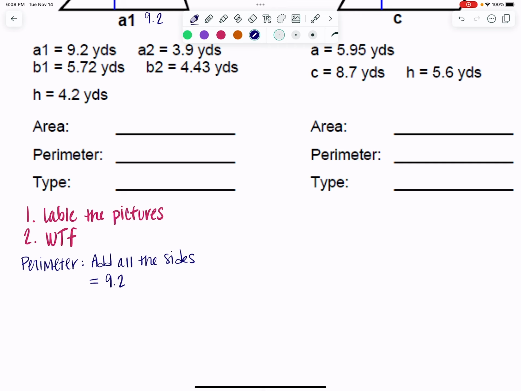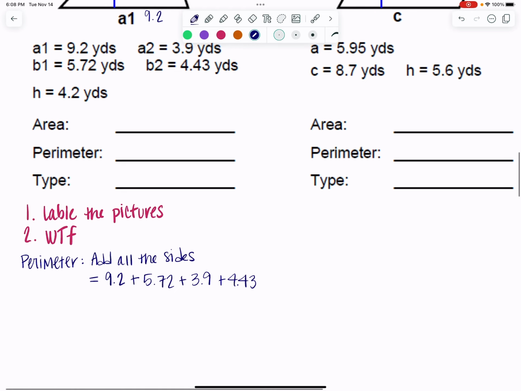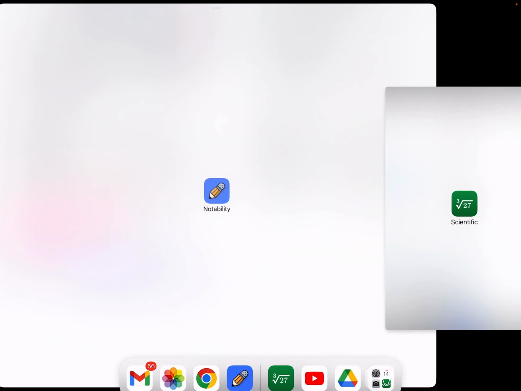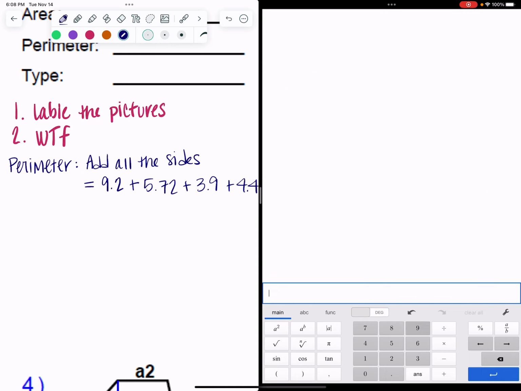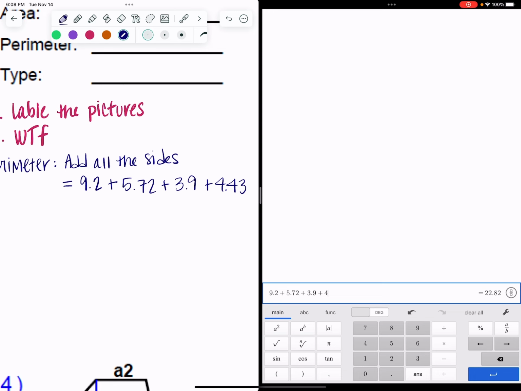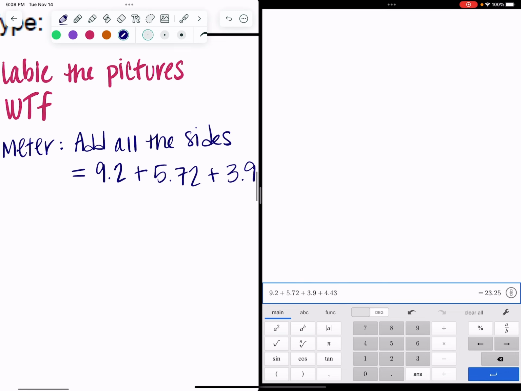So we need to add 9.2 plus 5.72 plus 3.9 plus 4.43. Once you have written it down, then and only then do you get to go to Desmos. So 9.2 plus 5.72 plus 3.9 plus 4.43, 23.25.